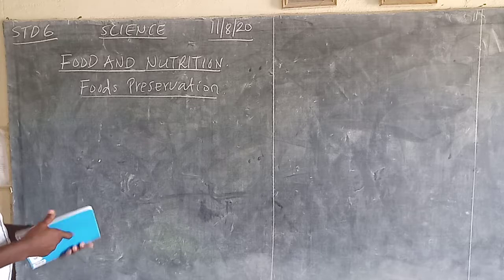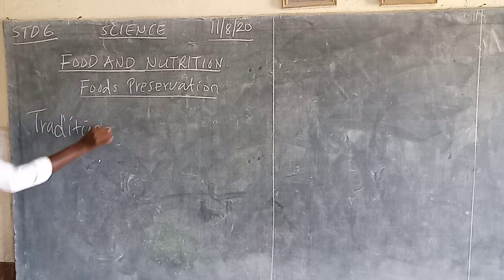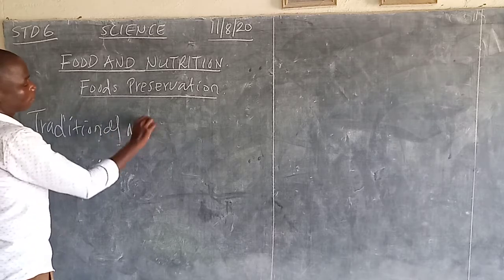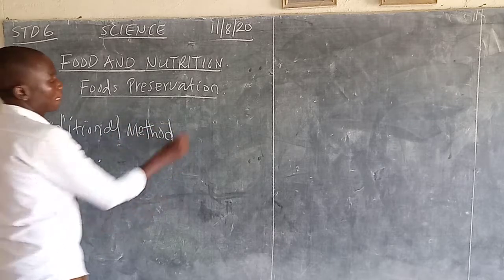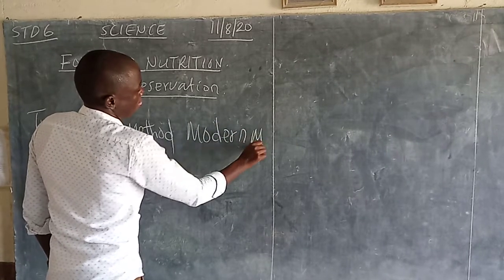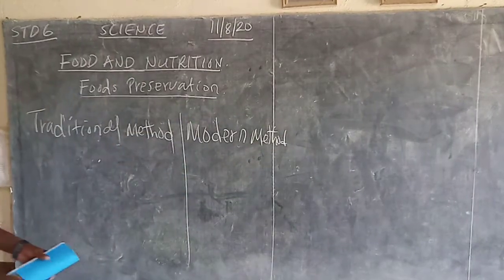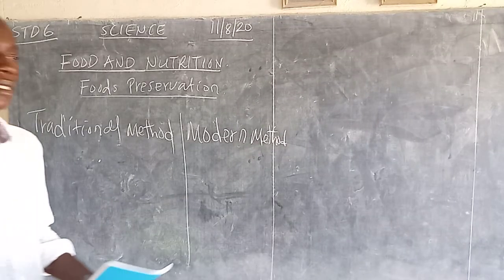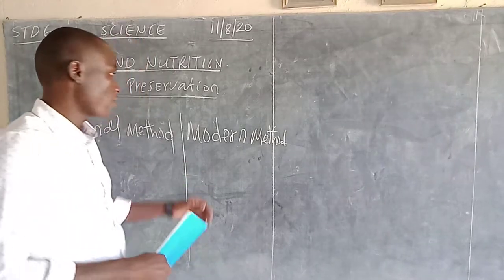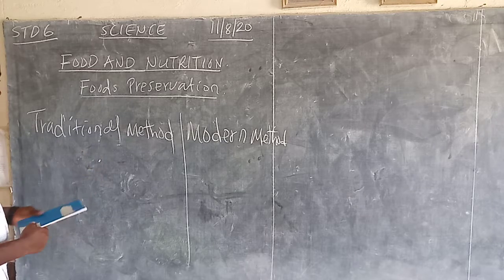When I'm talking about methods of food preservation, we have two methods. We have the traditional method, and then again we have the modern method. For the traditional method, we are going to look into the olden days. The olden days are the days before the coming of the white man. We want to look at how these people used to preserve food.